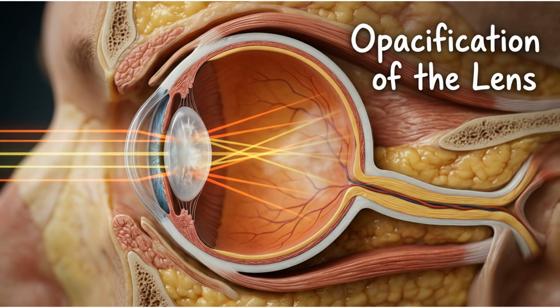A cataract is defined as the opacification or clouding of the eye's natural crystalline lens. Under normal conditions, the lens functions to focus incoming light directly onto the retina to produce sharp images. However, when a cataract forms, it scatters and blocks this light, resulting in significantly degraded vision.